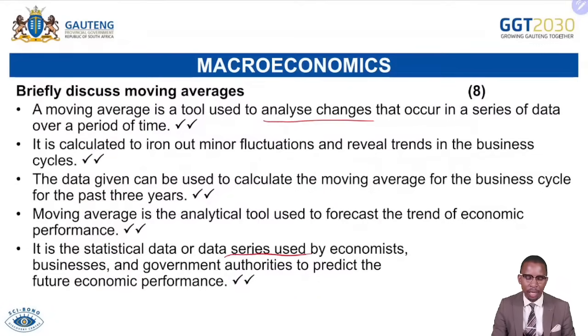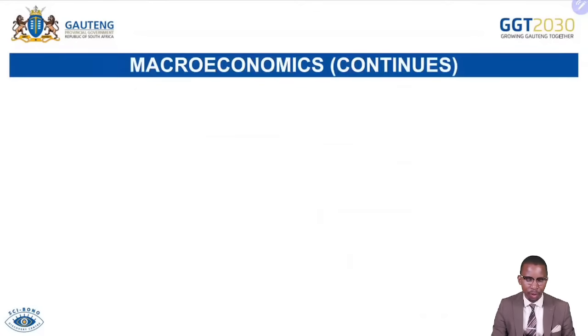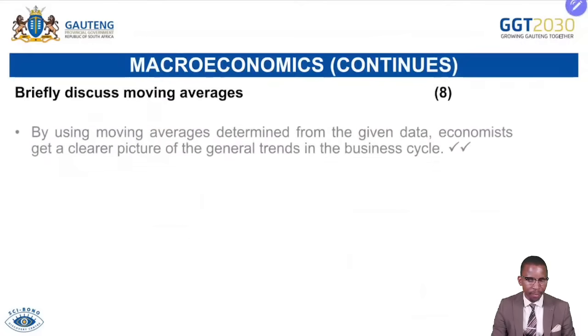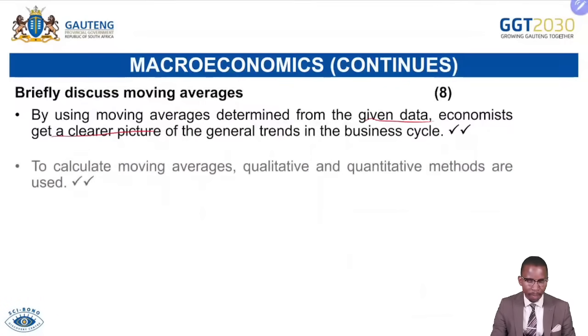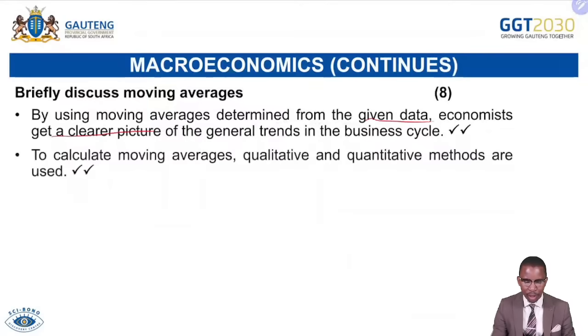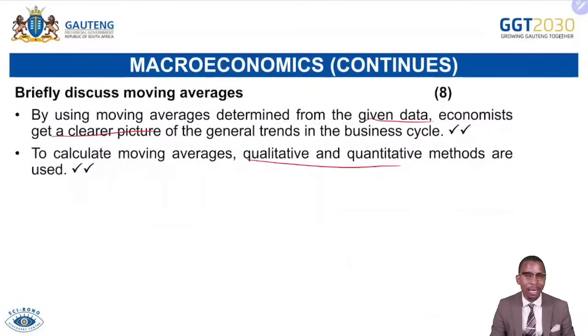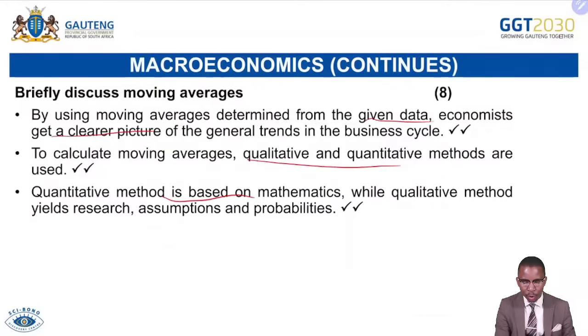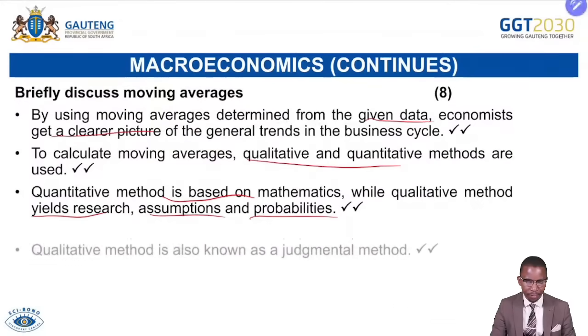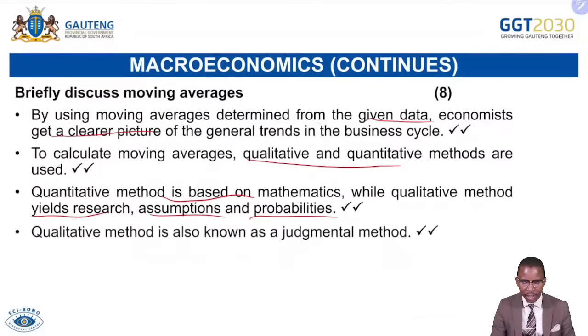the future economic performance. We continue with the moving average. By using moving averages determined from the given data, economists can get a clear picture of the general trends of economic cycling or the business cycle. To calculate moving average, quantitative and qualitative methods are used. Quantitative method is based on mathematics, while qualitative method yields research, assumptions, and probabilities or projections. Qualitative method is also known as the judgmental method.